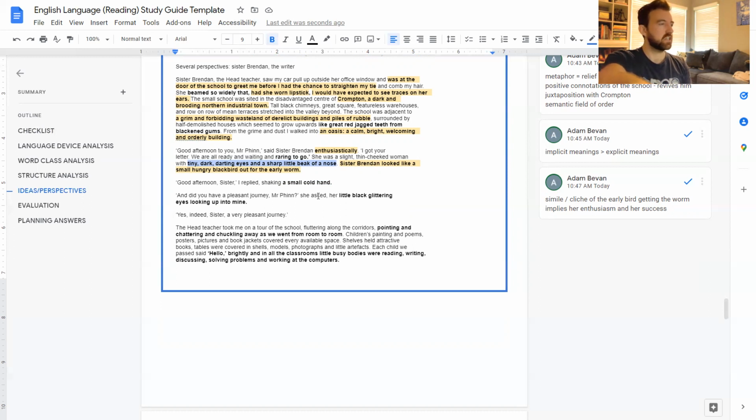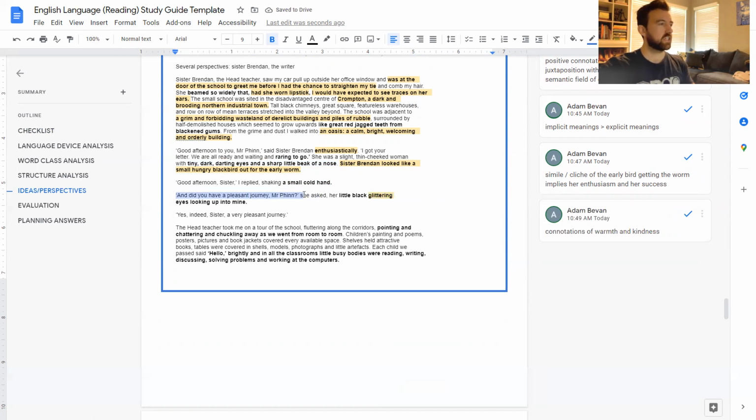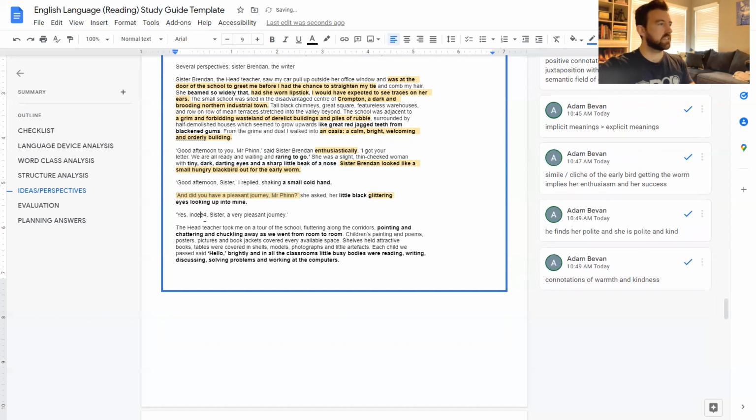"Did you have a pleasant journey, Mr. Finn?" she asked. Her little black glittering eyes looking up into mine. Now this maybe juxtaposes that, because if her eyes are glittering, then this has connotations of warmth and this suggests her kindness. So clearly he is endeared to her in that sense and thinks that she's a remarkable person. The fact that she asks him about his journey is obviously showing courtesy. So we can see that he finds her polite, and she is sort of polite and kind. And then, "Yes, indeed, Sister, a very pleasant journey."